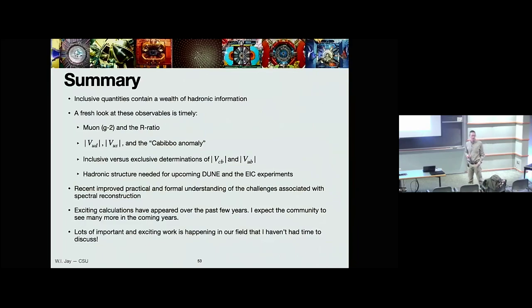So I began the talk by describing the many important phenomenological applications of processes like these, which range from everything to g-2 to first row CKM metrology, to B anomalies, or even to DUNE, the EIC, and beyond. I think in the past couple of years, there's been improved practical and formal understanding of some of the challenges associated with these processes, which for many years were unspeakable at the Lattice conference. And I'm expecting some exciting calculations to come out of this over the next few years. And of course, I haven't had the time to review everything that people are already doing.